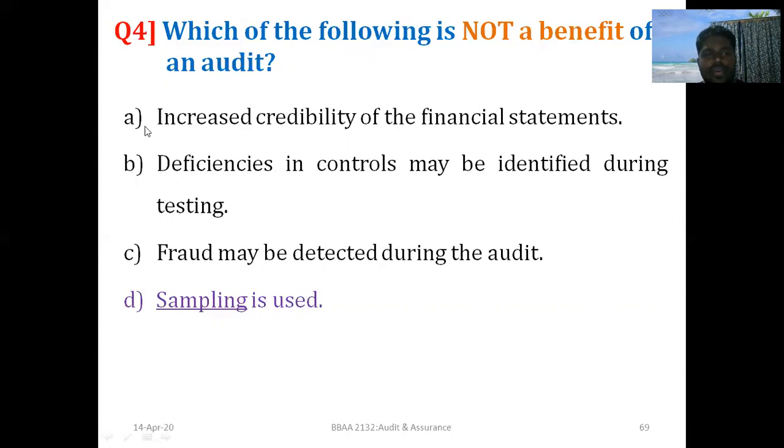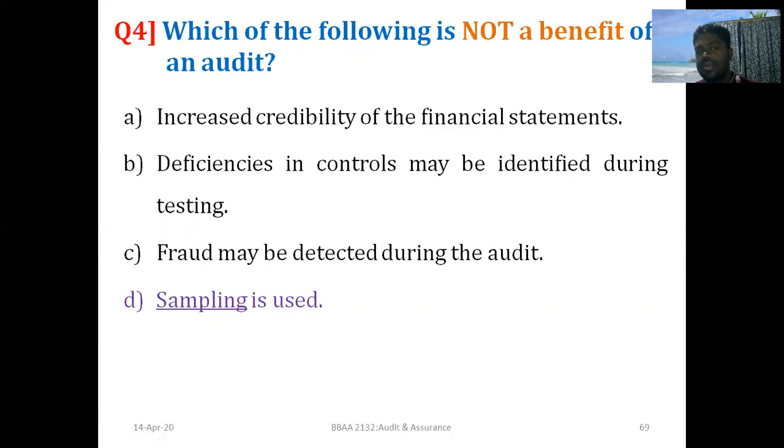The first one you can read, increase credibility of the financial statement. This is a benefit, this is an advantage of audit. Increased credibility, increased quality of information. Answer B, deficiencies in controls may be identified during testing. Deficiencies means a weakness, weakness in controls. The companies may have different internal controls. So if they have some weakness in the internal controls, definitely those can be identified during the audit testing. So this is another advantage.